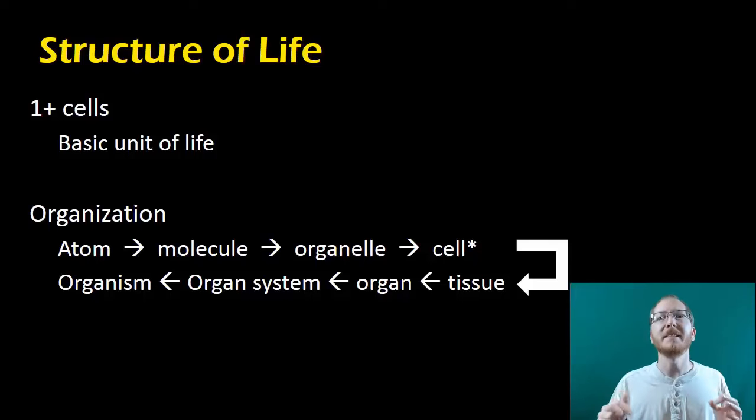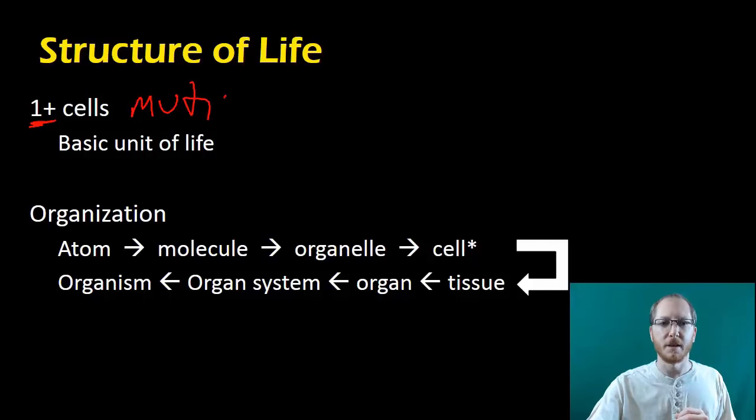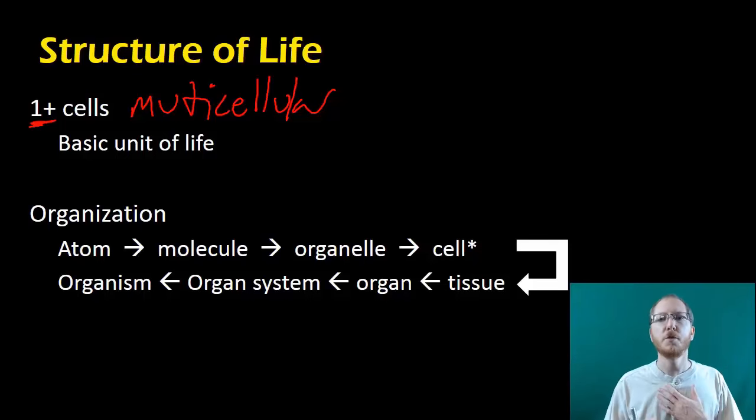And the most basic thing that all life has is at least one cell. Now, many organisms will be multicellular. And so things like us, humans, are composed of about 100 trillion cells. So by no means do you have to just be a handful of cells. But ultimately, you have to have at least one cell. If you do not have at least one cell, you're not alive.